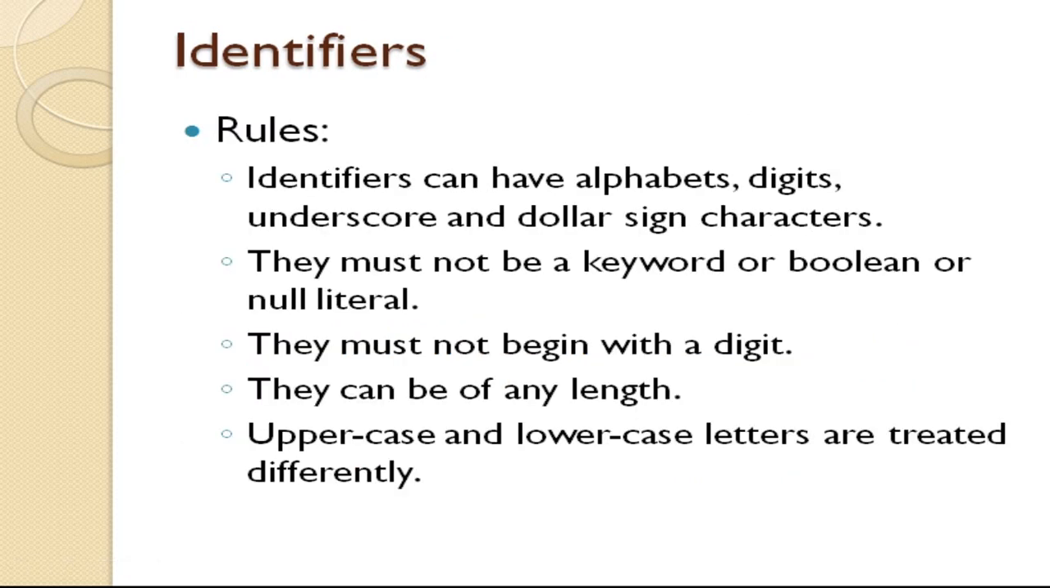Identifiers can have alphabets, digits, underscore and $ sign. This is what we saw in the last slide. They must not be a keyword or a boolean or null literal. So you cannot use any keywords. You cannot use booleans like true or false, or null. These all come under literals.